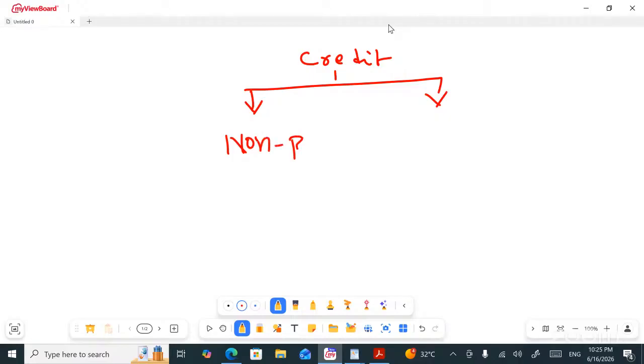Now coming to credits. These credits are basically divided into two types. Some credits are non-refundable credits, and some credits are refundable credits. What is the meaning of non-refundable? What is the meaning of refundable?